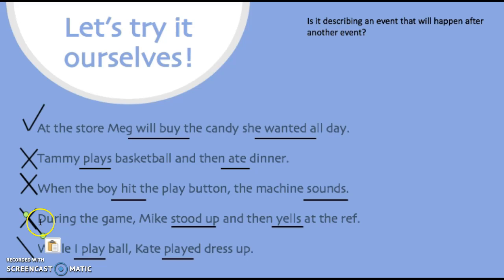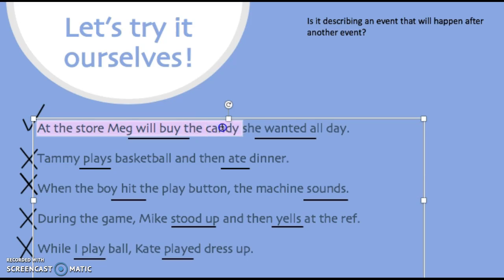So as we look at these sentences, I have to fix this here. We see that the only correct sentence is, at the store, Meg will buy the candy she wanted all day. This is because it is describing an event that will happen after another event.